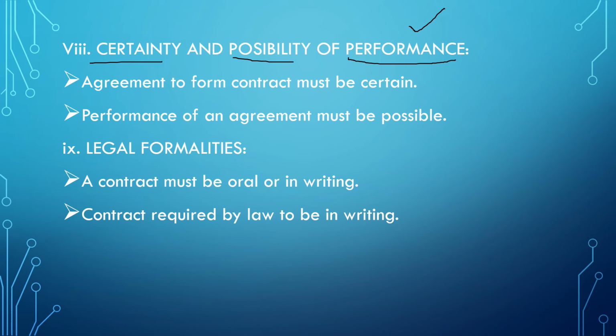That will not happen, and such things will be called impossible things. So for a healthy performance in a valid contract, they should have all certain and possible things to happen, leading to a perfect performance of a valid contract. So the agreement to form a contract must be certain. Performance of an agreement must be possible.